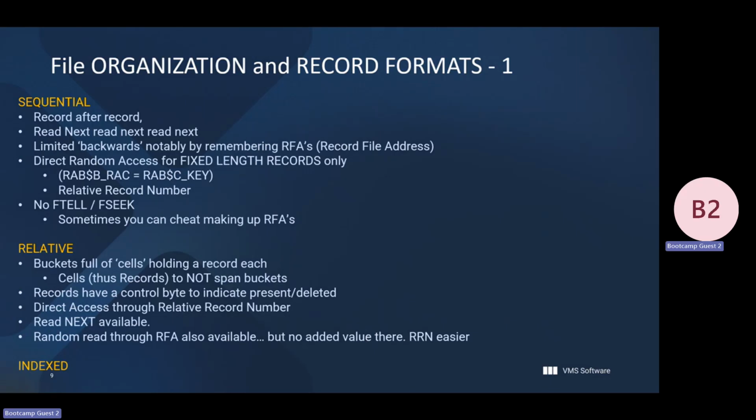Records have a control byte, and there's direct access to a relative record number, just a 32-bit quantity. So I want record number 1200. Read next is available, even though we will have to skip internally. And random access by RFA is also available. You can remember the ones you read, but if a record has a number, use it. You should end that with the RFA.